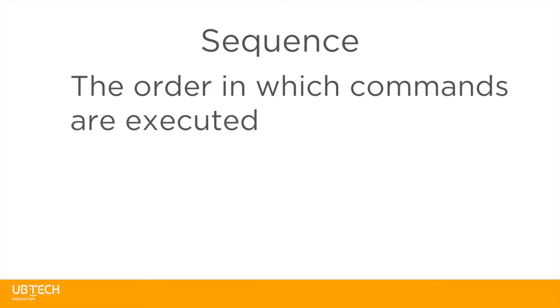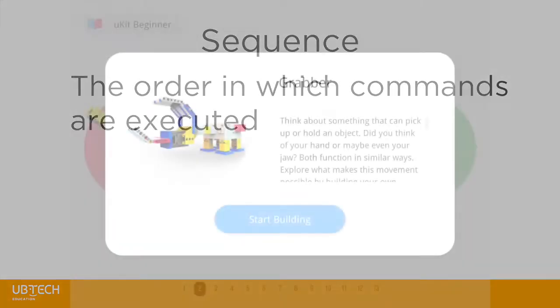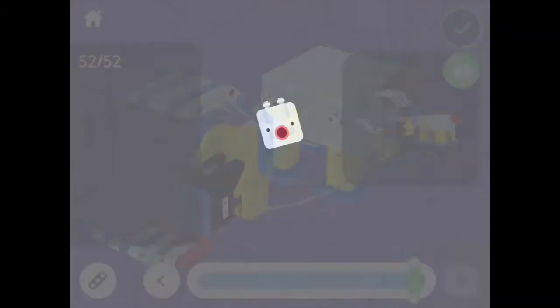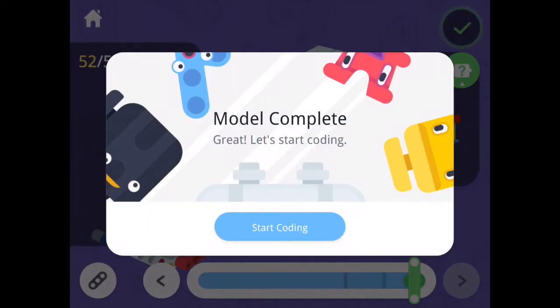In this tutorial, we're going to learn about sequences in programming. The term sequence refers to the order in which commands are executed. Let's think about a sequence by building a short code for the grabber robot. Once you finish building the robot, enter the block coding environment.